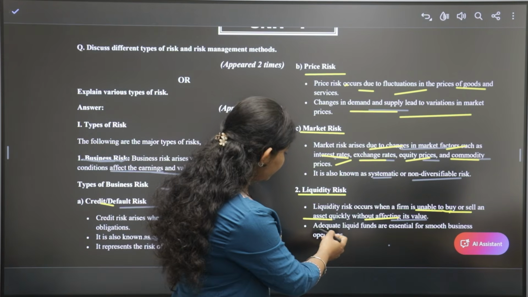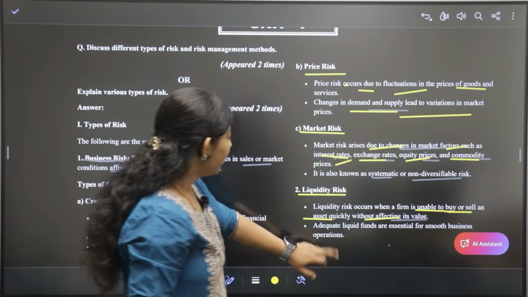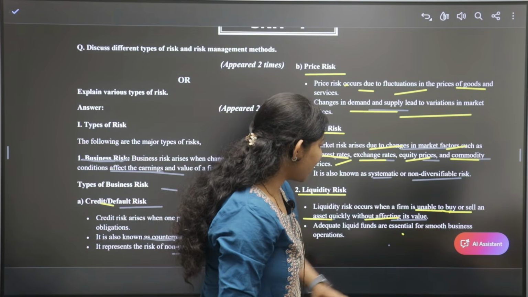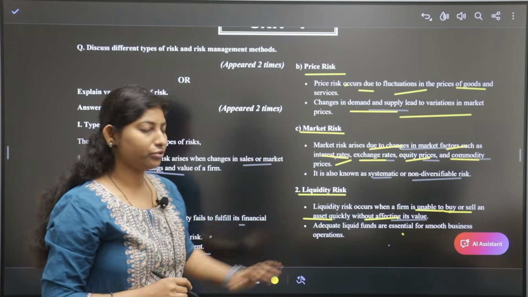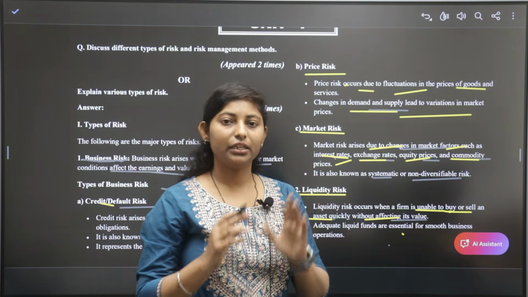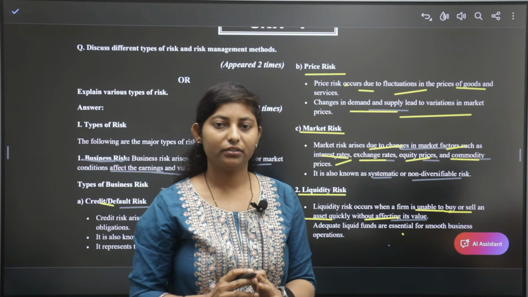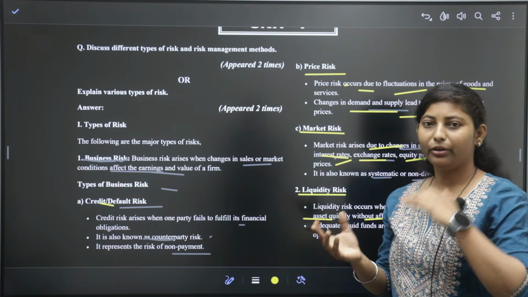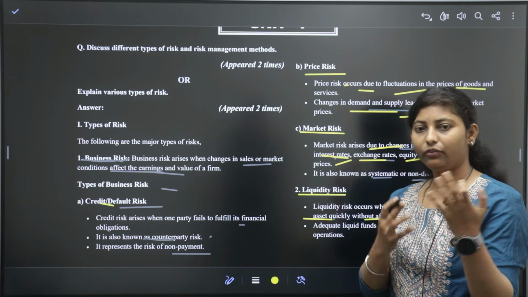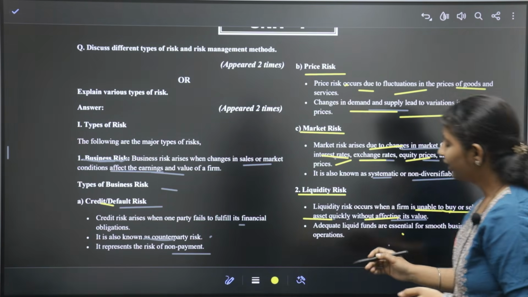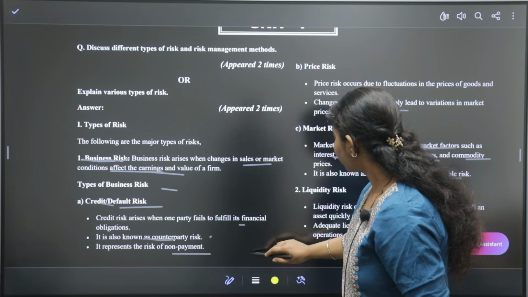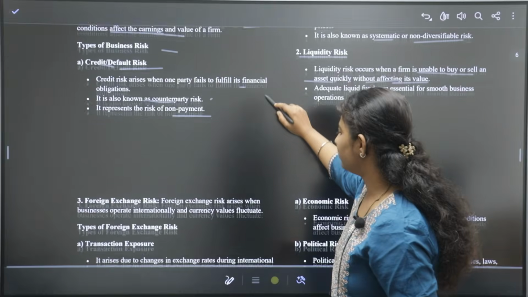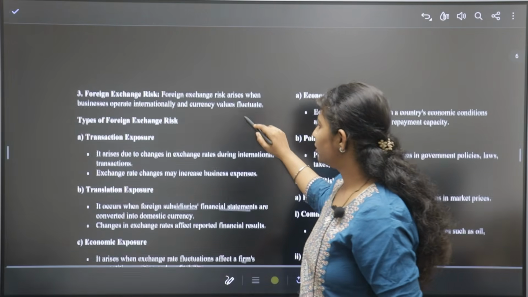Adequate liquid funds are essential for smooth functioning of operations. I said that these liquid funds are very, very important for the business. If we are unable to buy or sell, it is very difficult for operations and smooth functioning. And next, we have the third type of risk, which is foreign exchange risk.